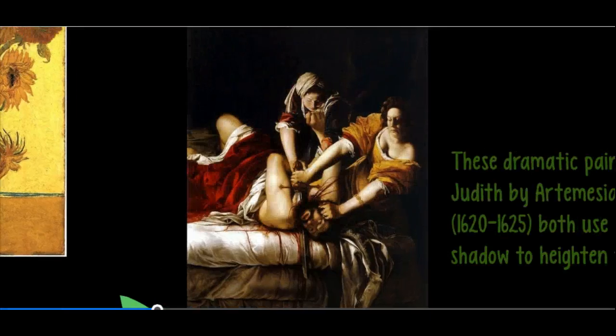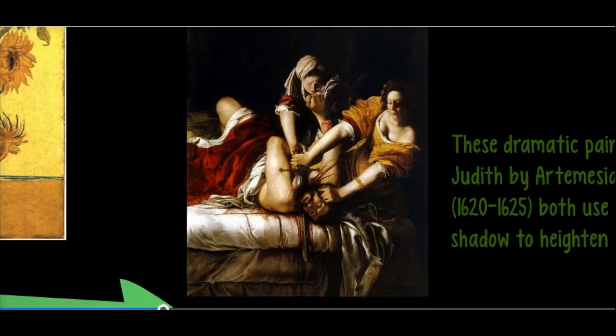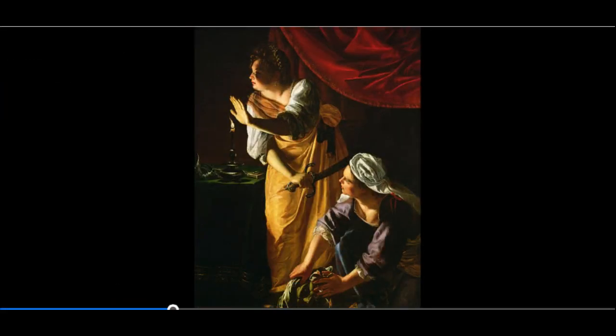These are a dramatic pair of paintings about Judith by Artemisia. They both use shadow and light to heighten the drama of the scene where Judith cuts off the head of her enemies. This picture is actually found in the Detroit Institute of Art, close to Wayne State University.